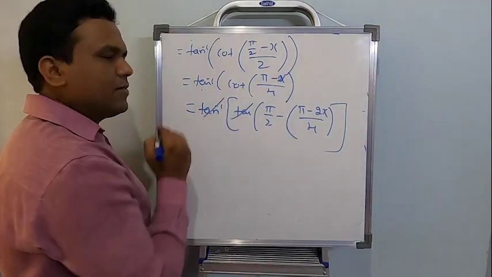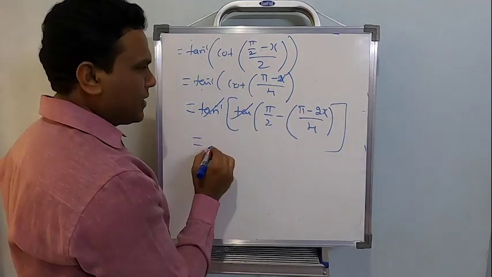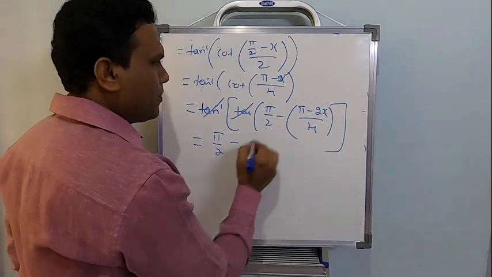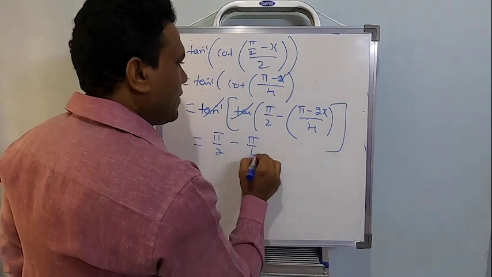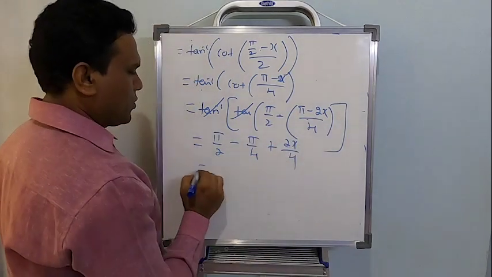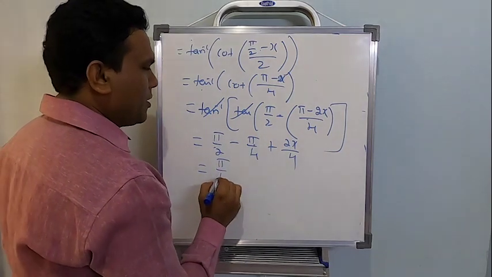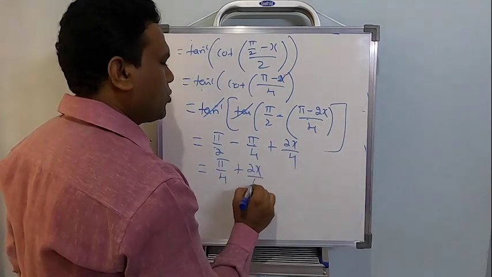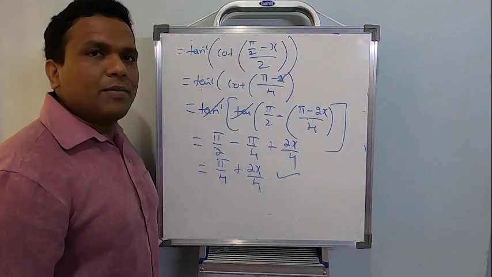Now I can eliminate tan inverse and tan. The rest I am going to simplify now. So pi by 2 minus, if I split, pi by 4 minus into minus will be plus 2x by 4. So pi by 2 minus pi by 4 will be pi by 4 plus 2x by 4. This will be the simplest form.